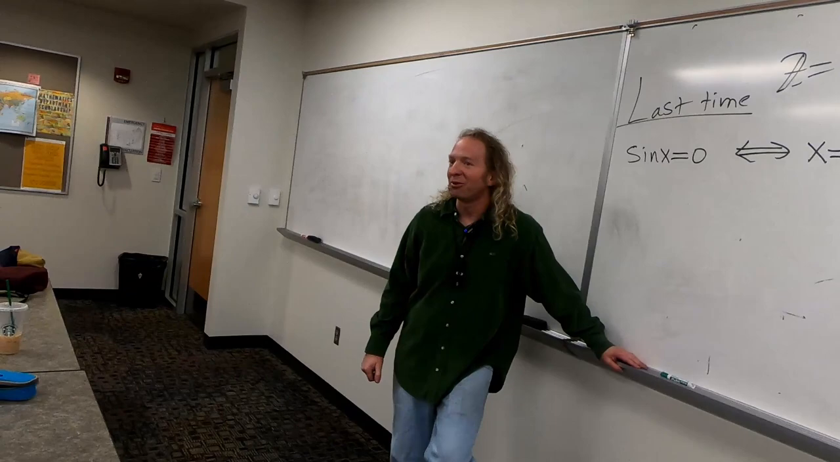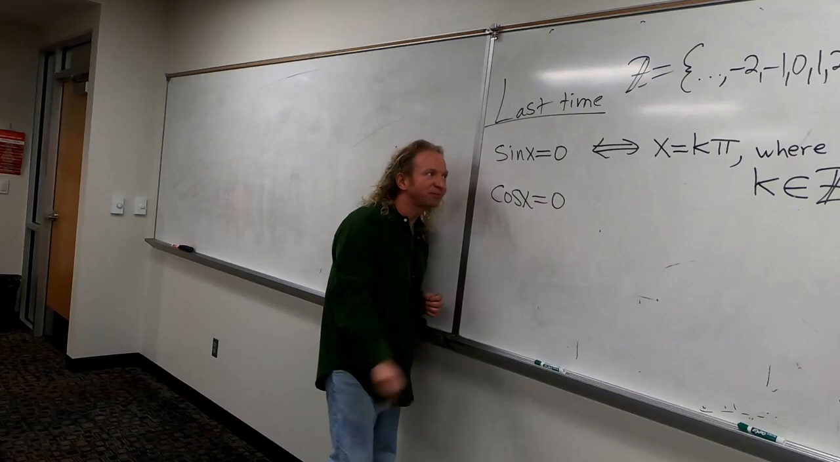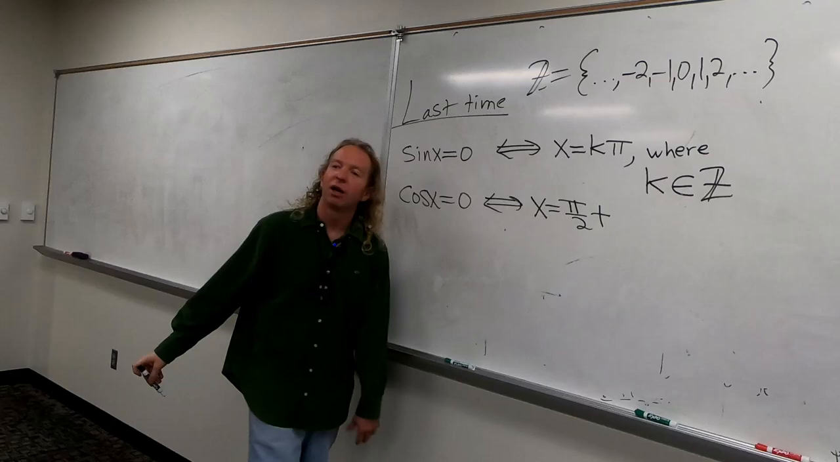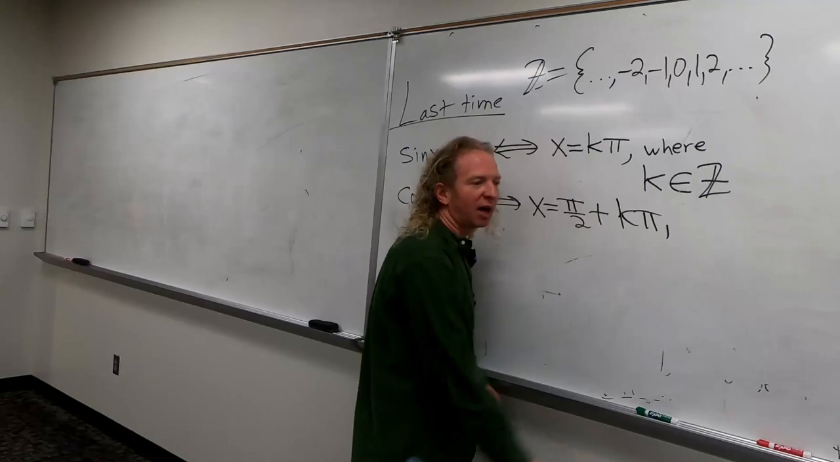But okay, so cosine of x is equal to 0. This is equivalent to saying x equals pi over 2 plus k pi. And again, where k is an element in the set of integers.